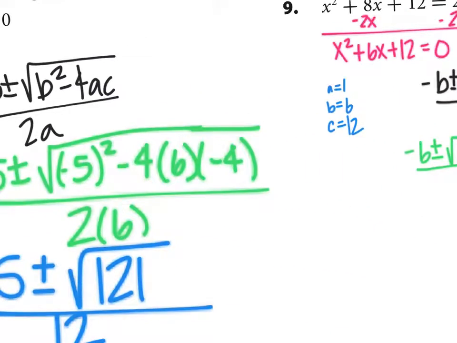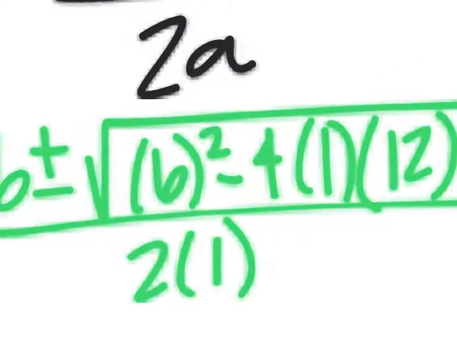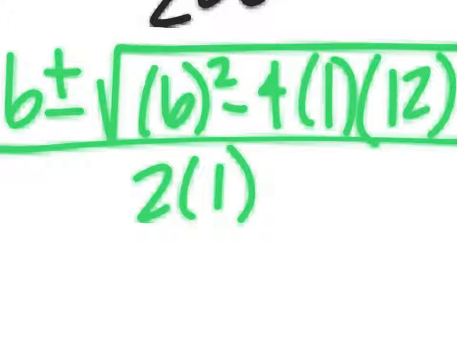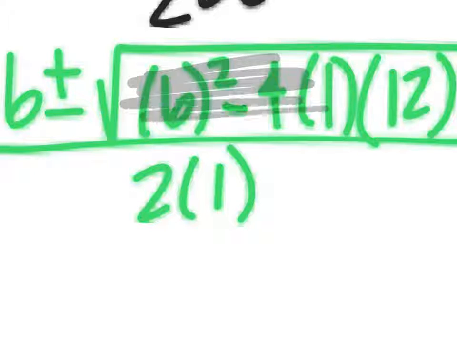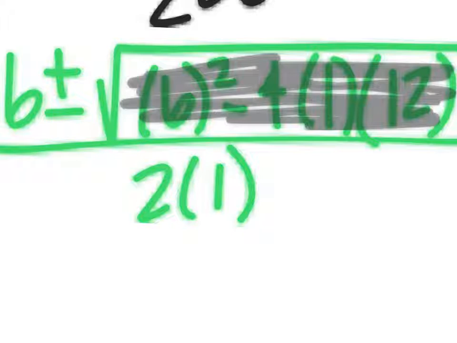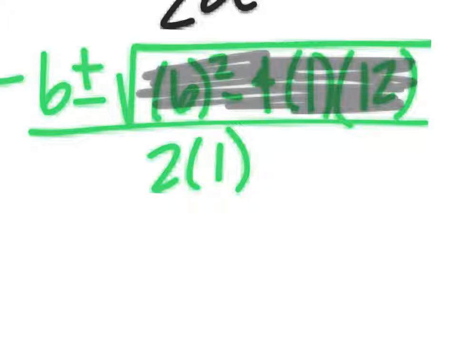So remember, when we type this in, the only thing we want to type in is the numbers that are under the square root. We don't actually want to type in the square root symbol itself. So we just want to type in 6 squared minus 4 times 1 times 12. Literally just those numbers is what we want to type in so that we can get a value for our discriminant. So what value do you get for your discriminant for this problem?